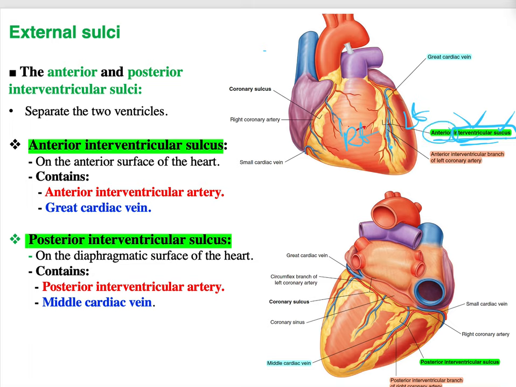But if you go back to the posterior surface of the heart, you would see the posterior interventricular sulcus. Also, it's between the right and left ventricle. So this is, sorry, the left, and this is the right ventricle. Anyway, that's why they named it like this.